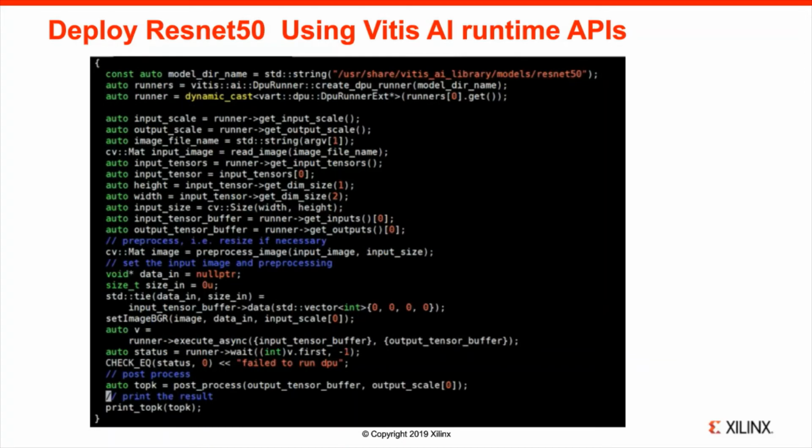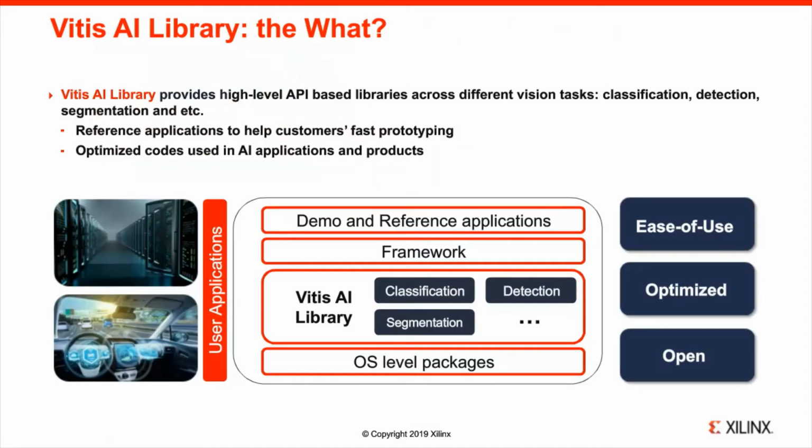The Vitis AI runtime focuses more on unification across platforms from cloud to edge. And above that, we have the Vitis AI library, which provides some application-based high-level APIs, which focus more on ease of use and optimization. The most important thing is that the code is fully open source. So if your application or area of interest has not been included in our library, you could also refer to the source code and develop your own.